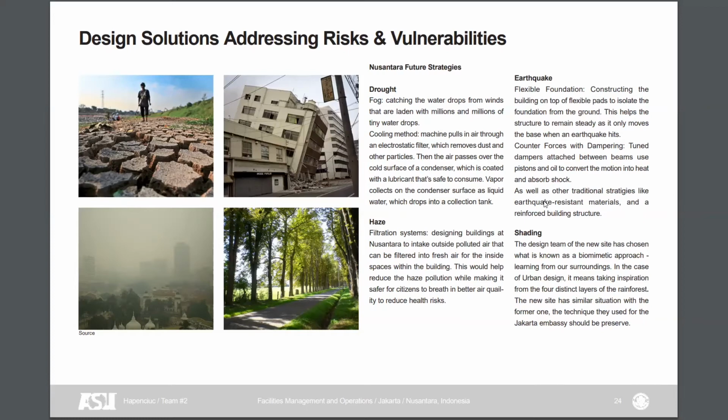And then finally, with the shading one, they wanted to try a different approach, which is a biomimetic approach, which is just learning about the new surroundings and how they want to base their urban design and landscape that way, as well as potentially the orientations of the building. So similar to what they did back in Jakarta.